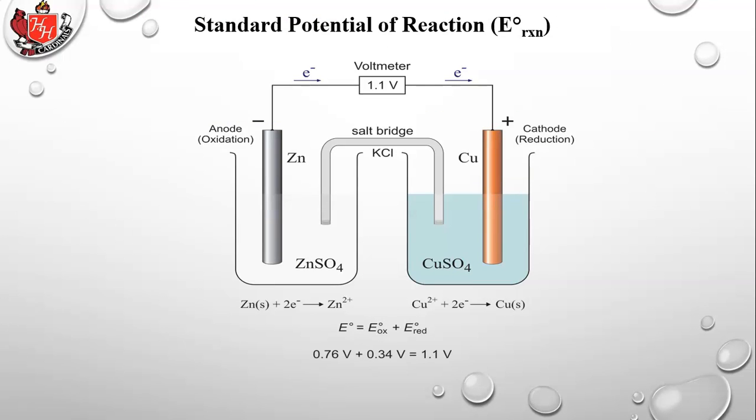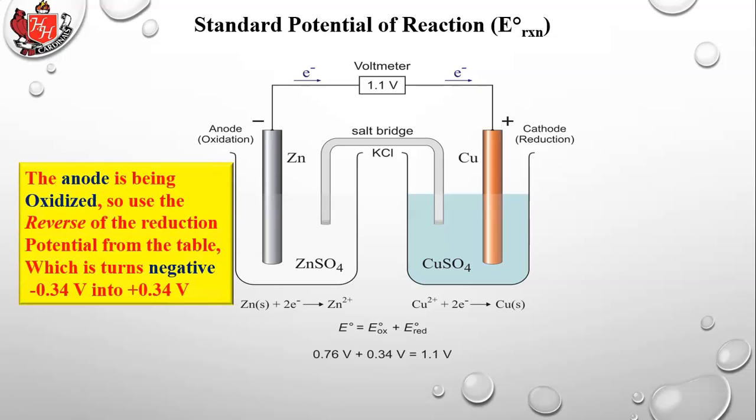Okay, so now we're going to look at our reaction here. The anode is being oxidized. That's the zinc. So use the reverse of the reduction potential. That's the way I'm going to do that. I'm going to turn that equation around to make it a positive number, which turns the negative 0.34 into a positive 0.34. There it is right there.